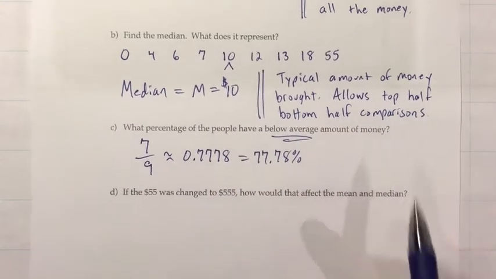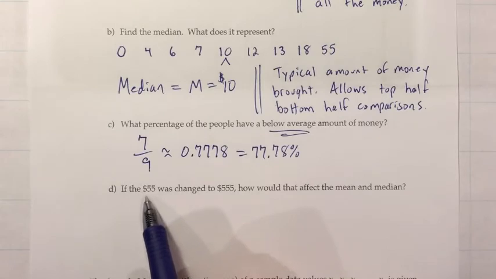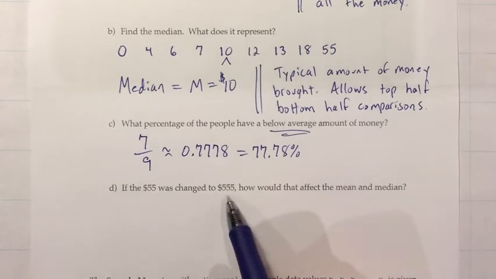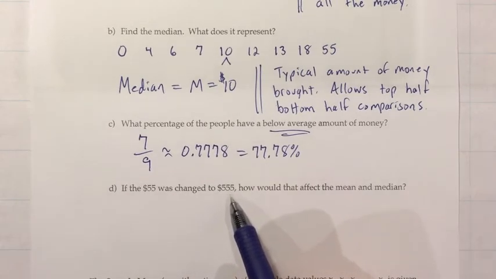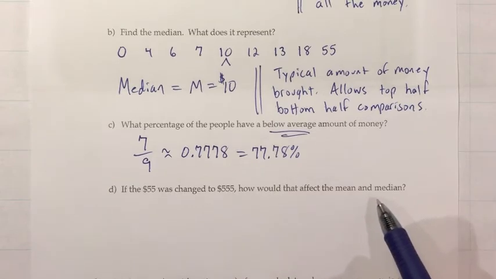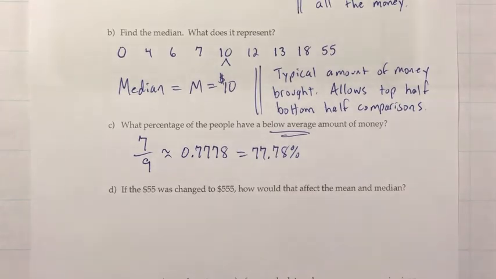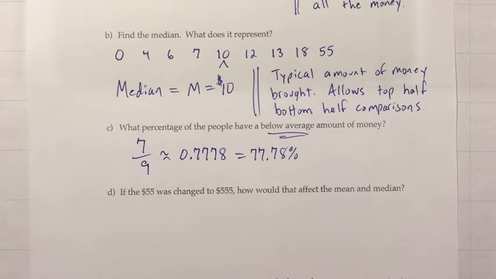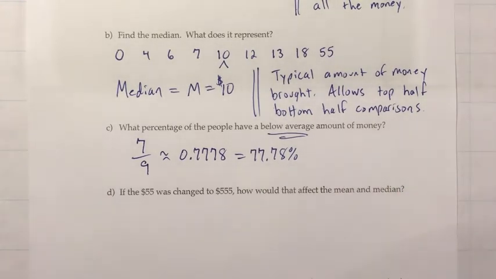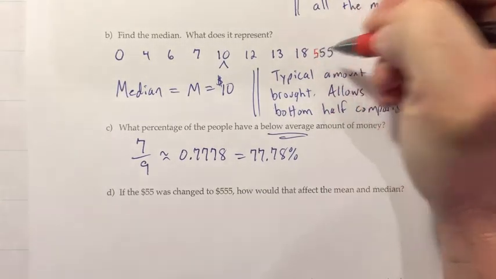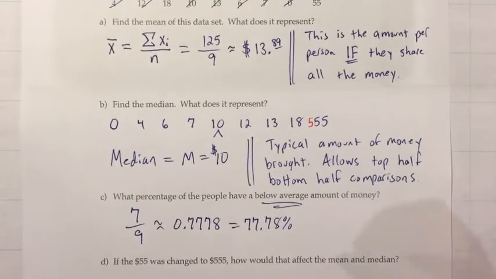And what happens if we made that outlier worse? What if instead of $55, that person had brought $555? Then what effect would that have on the mean and the median? So let me go ahead and make that change by throwing in $500 bills for this person, which would mean they now have $555.